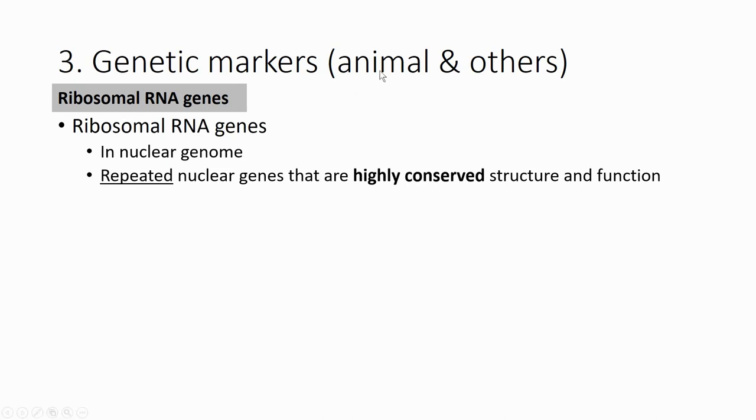Now we discuss it in the animal context. It's a repeated nuclear gene that is highly conserved in structure and function. For example, we have seen the 28S, 18S, 5.8S, each with a function. It's one of the important components of your ribosome, the large subunit and small subunit. Their function is the same across different cell types and different animals. So this gene is very conserved, and this cluster repeats many times.